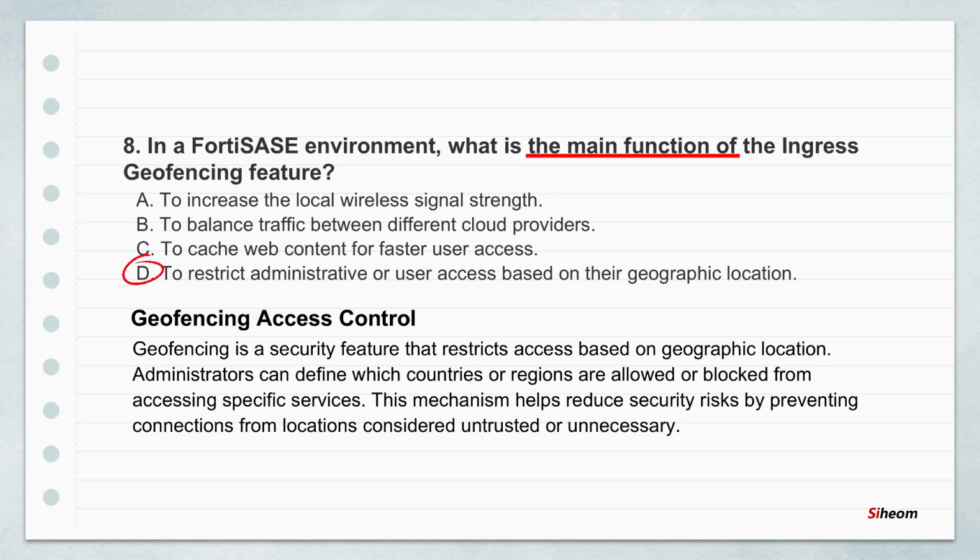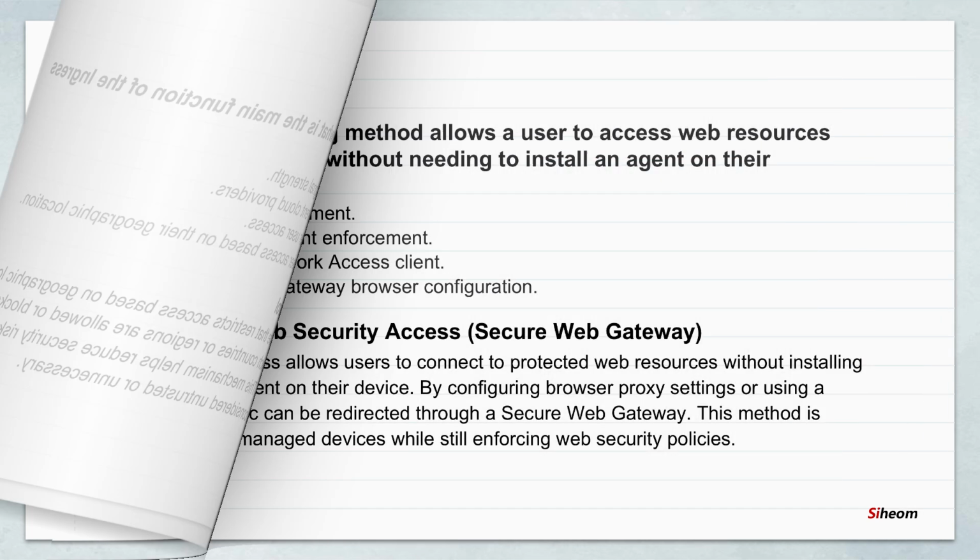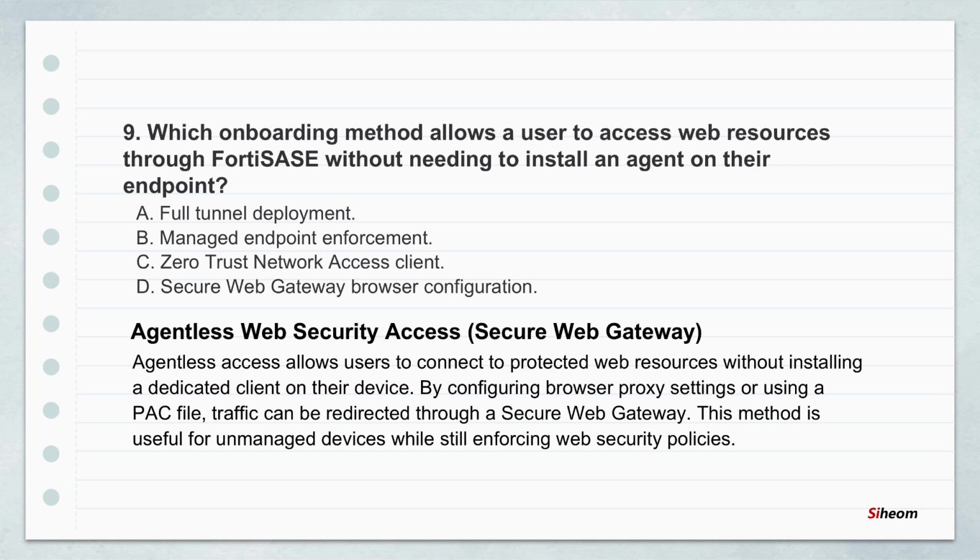Now, what happens when we don't have the luxury of installing FortiClient to manage all this? Unmanaged devices. Yeah. Question 9 tests your knowledge of agentless onboarding. It asks which onboarding method allows access to web resources via FortiSaaS without installing an endpoint agent. The tested answer is D, secure web gateway browser configuration.